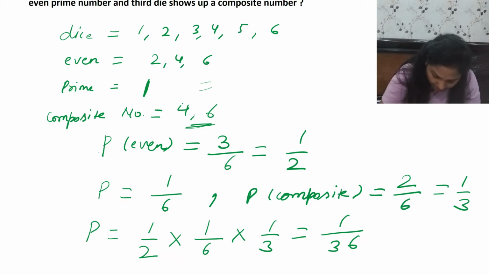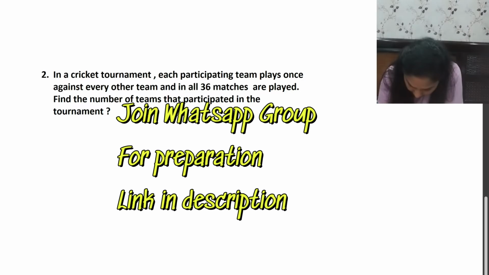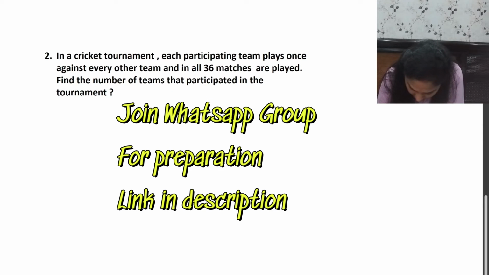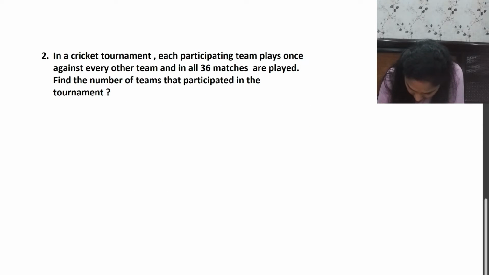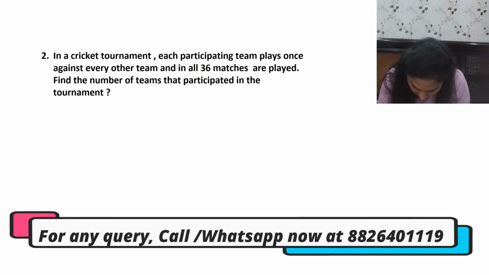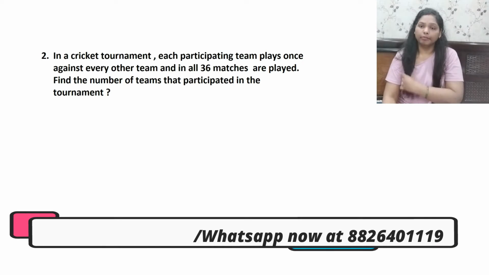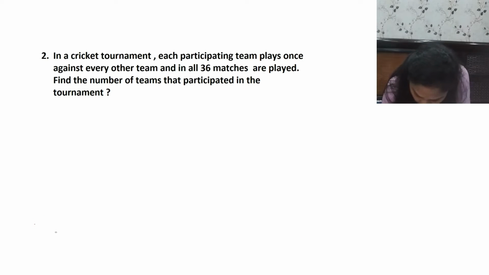Now, the second question is: in a cricket tournament, each participating team plays once against every other team, and in all 36 matches are played. Find the number of teams that participated in the tournament. This question belongs to combination, because every time two teams play the match.